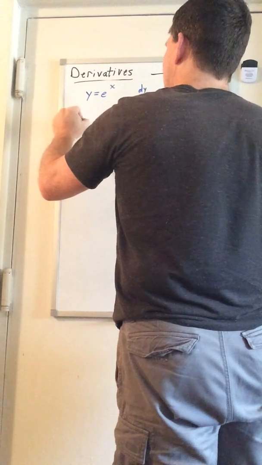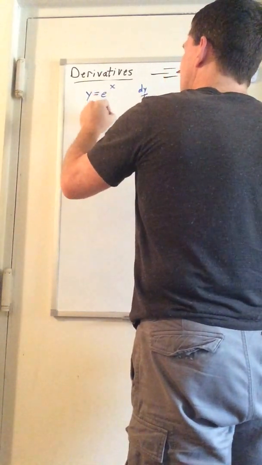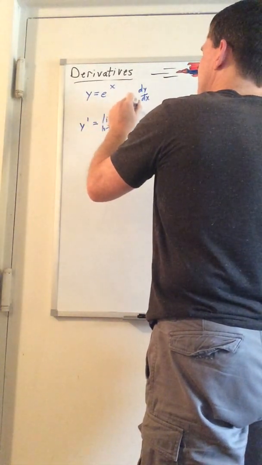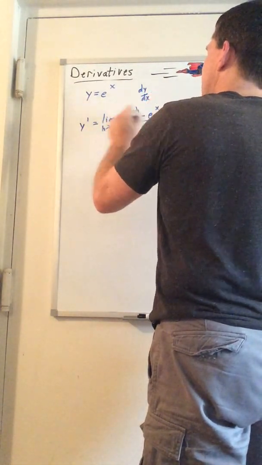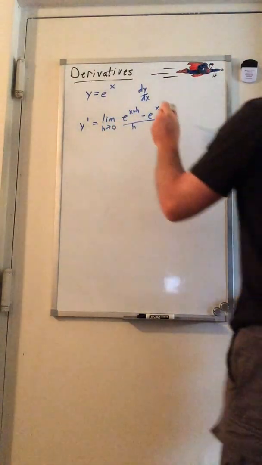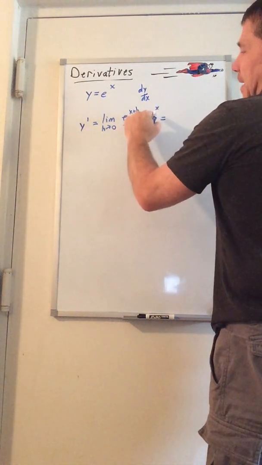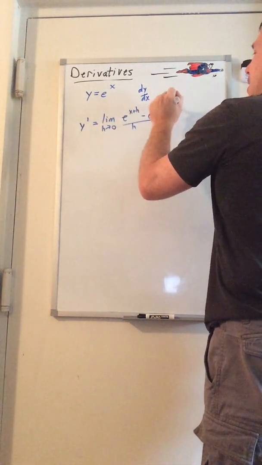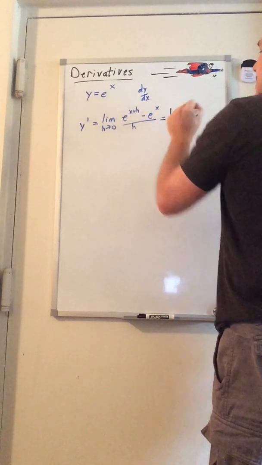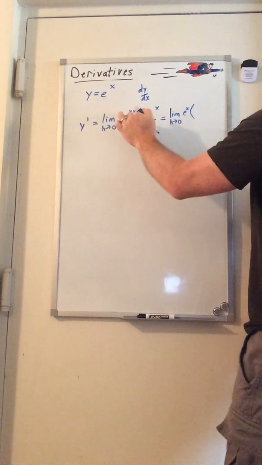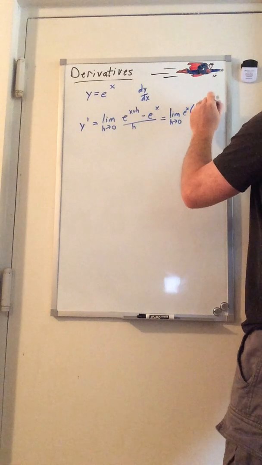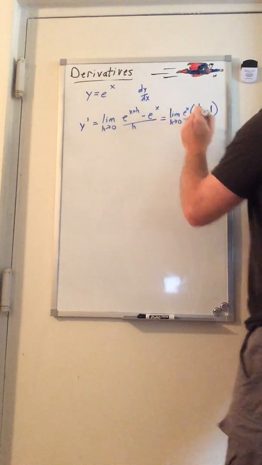So let's see, y prime, dy/dx, is equal to the limit as h approaches 0 of e to the x plus h minus e to the x, all over h. And now as far as this limit goes, I can factor an e to the x out of both of the terms on top, and I'll get the limit as h approaches 0 of e to the x times, if I factor e to the x out here, I'm left with e to the h, minus, if I factor e to the x out here, I'm left with a 1, all over h.